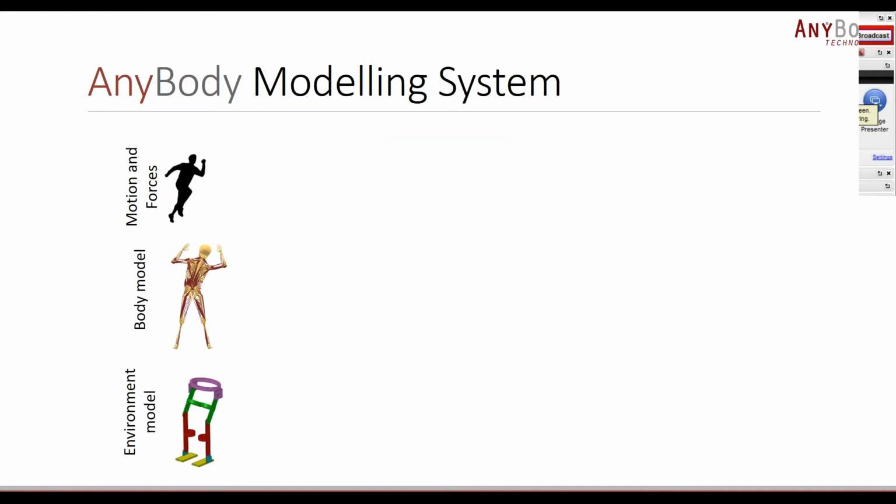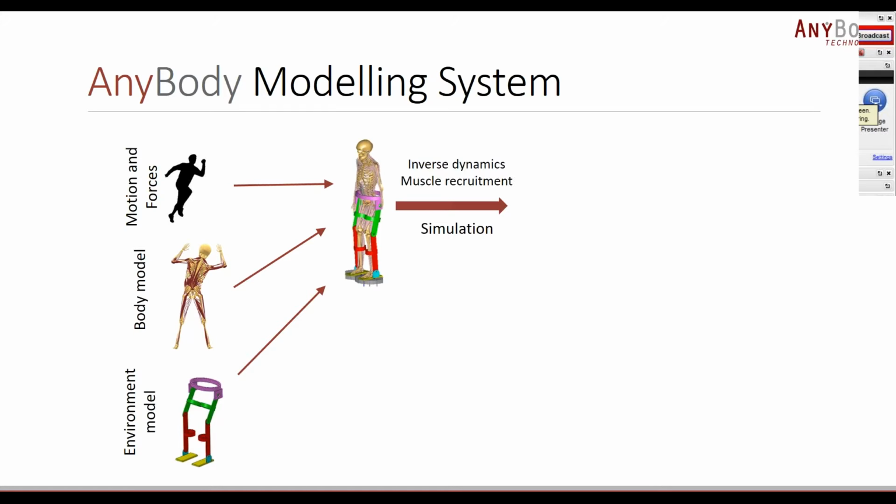So the system needs two things. It needs motion and forces as an input, and then it needs some kind of musculoskeletal model, which is our body model. You also have the possibility to include some environment, which could be an exoskeleton, as you see here, or something much simpler like the ground or a tool. You merge everything together in the software, and then you run your simulation, your inverse dynamics, and calculate the muscle recruitments.